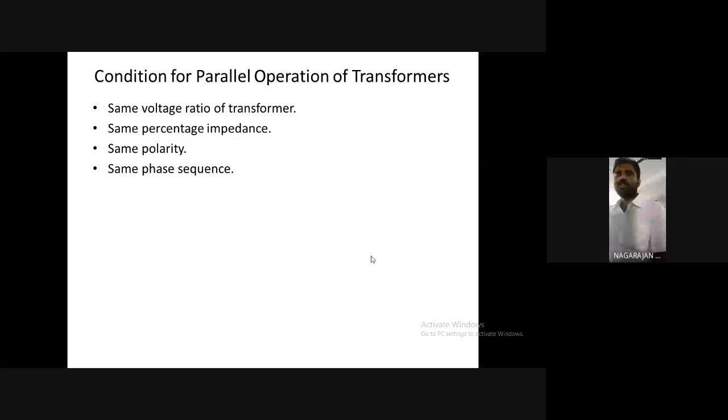And there are some conditions for connecting two transformers in parallel. We cannot directly couple two transformers in parallel. First we have to check the voltage ratios, polarity, percentage impedance, and phase sequence. Those are very important. And I explained the impact of these conditions, what will happen if they are not connected as per these conditions, in the first module itself. If you have any doubt, please go through that video.